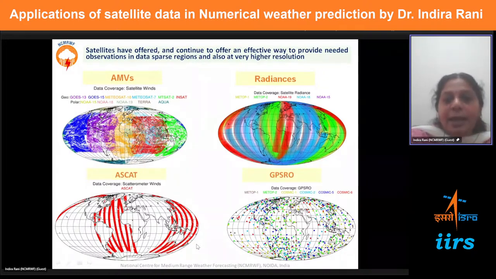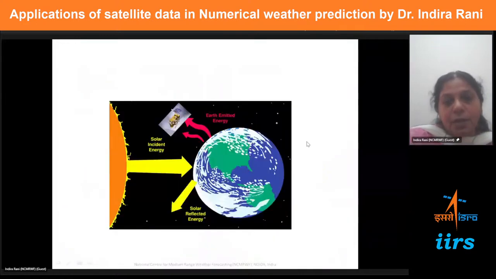OceanSat 3 as well. And another observation is the GPS-RO, that is the global positioning radio occultation data. So that also we have the global coverage, good coverage of GPS-RO observations. So these are the main types of satellite observations we are mainly using in the NWP assimilation system. And today we will talk more about the satellite radiances.